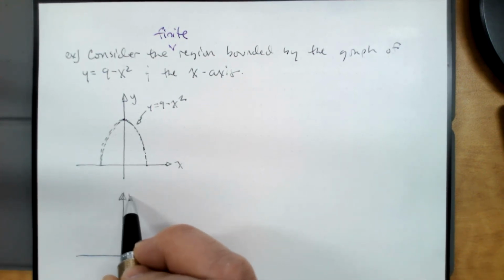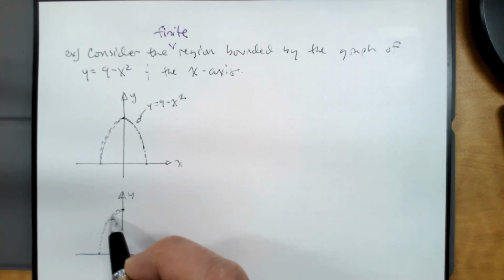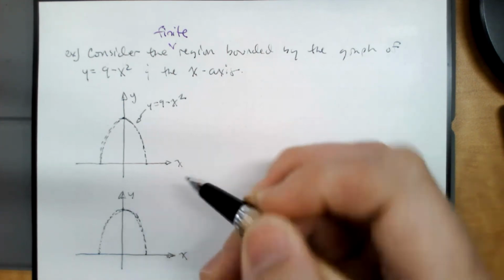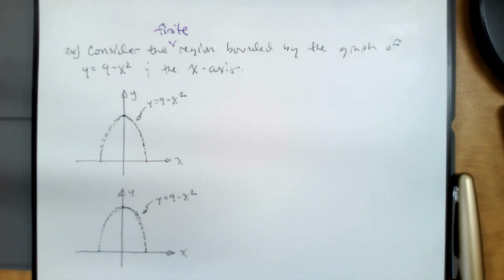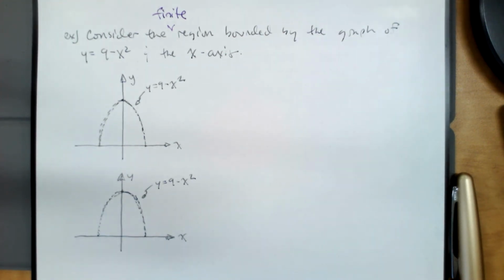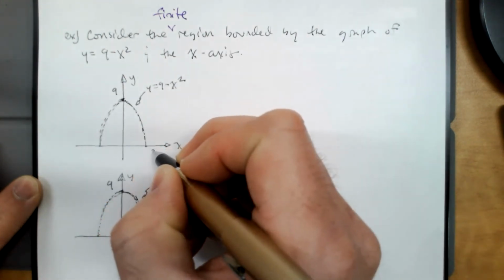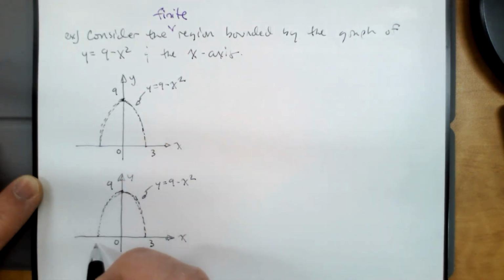Let's not pretend that I'm not going to do this problem twice. So let's consider the finite region bounded by the graph of 9 minus x squared and the x-axis. So what I want is this little chunk above the x-axis. A lot of similar stuff happens. The top is still up here at 9. Over here, we still got 3. In the center, we still got 0. But down here, now we've got a negative 3.